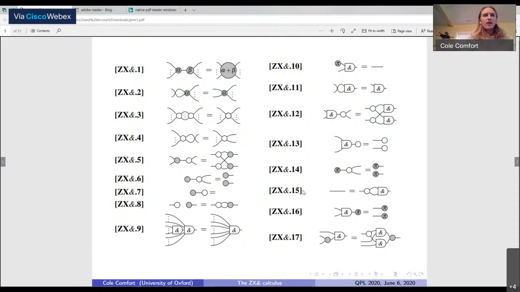And then 15 is like saying it's special, and then 17 is like this identity that Harney had, and 16 is saying that it has characteristic 2.